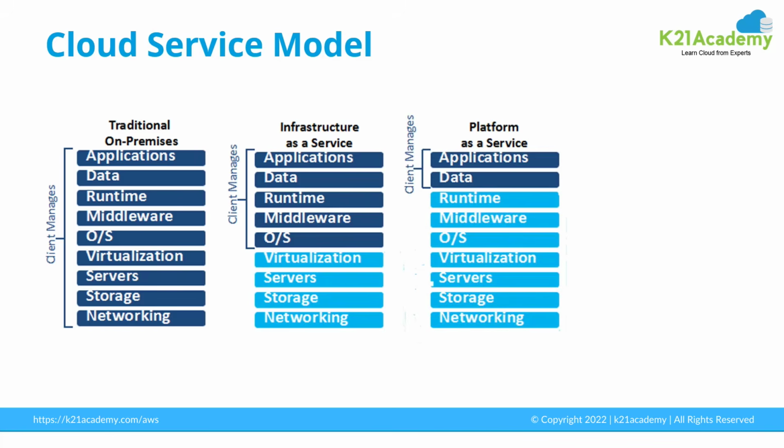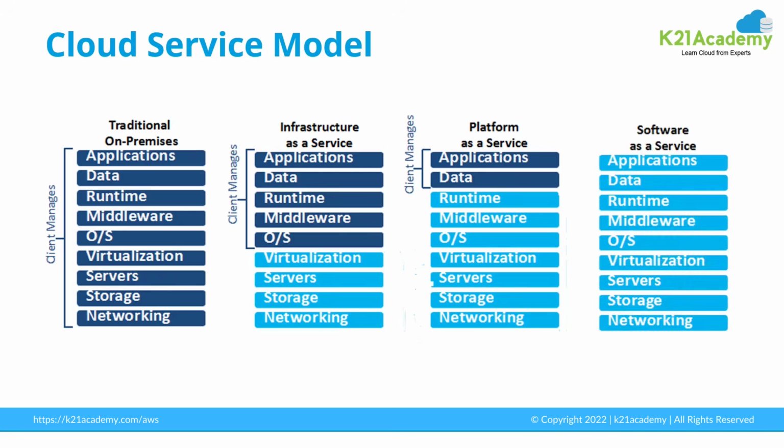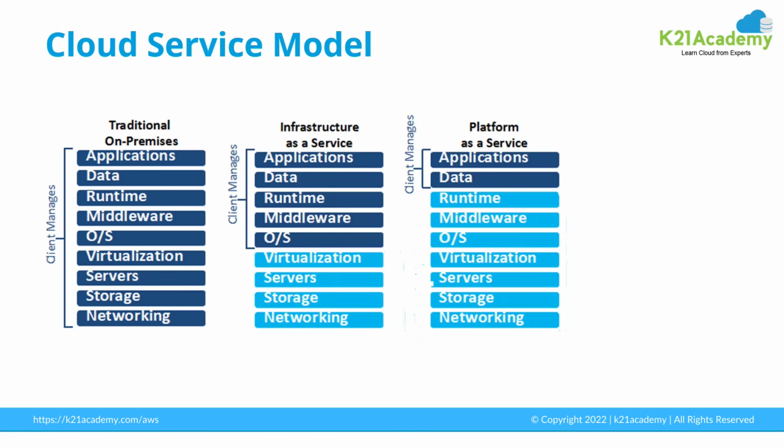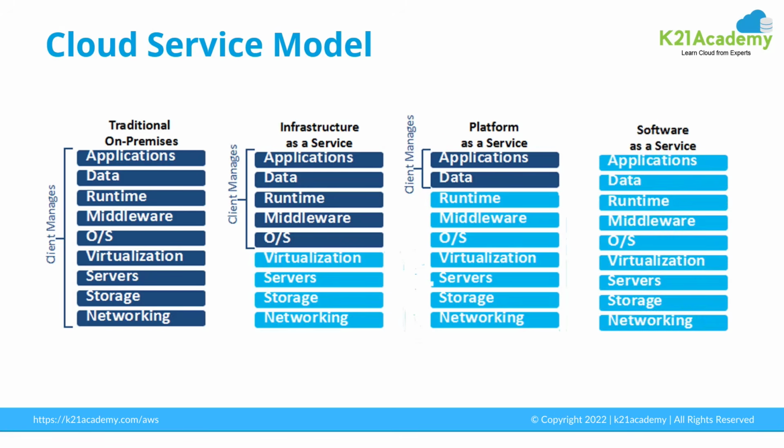Then you have platform as a service. In platform as a service, everything covered in infrastructure as a service, plus the operating system, the middleware and runtime, is all managed by the cloud vendor like AWS, whereas you as a customer only manage the data and applications running on top of that. I'll explain an example of that in a minute again. And then in software as a service, everything, including the application, is managed by the cloud vendor. So you don't need to worry about any of that.